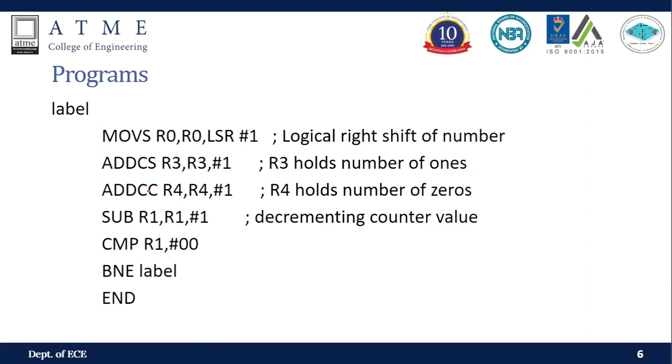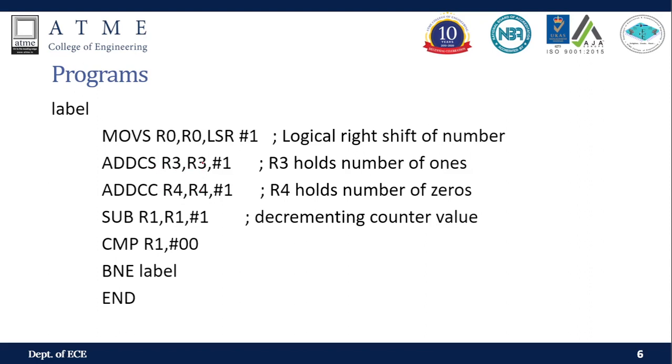Add if the carry is cleared, if there is no carry, then you add R4 with 1. So what we are basically doing is, if there is a carry, increment R3. If there is no carry, you increment R4. So immediately after the shift, check whether carry is there. If it is there, increase R3. If it is not there, increase R4.